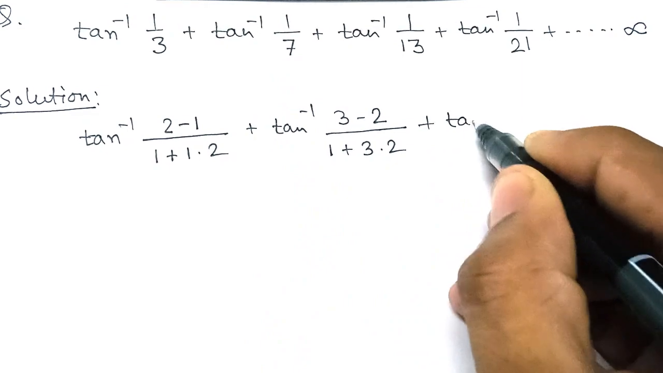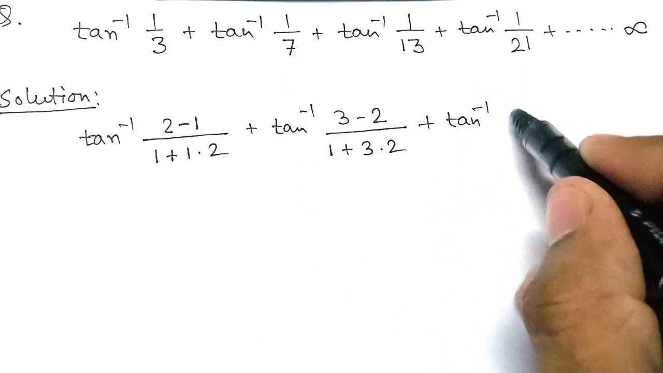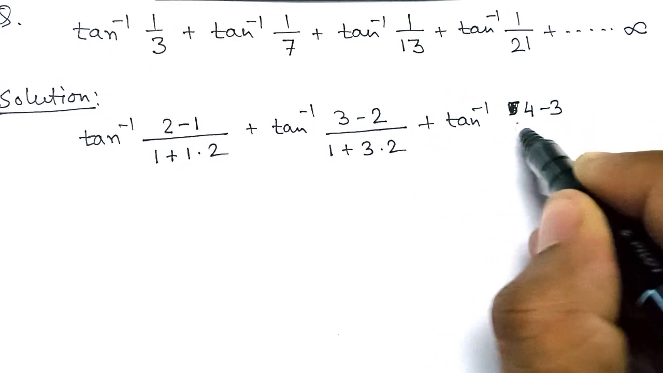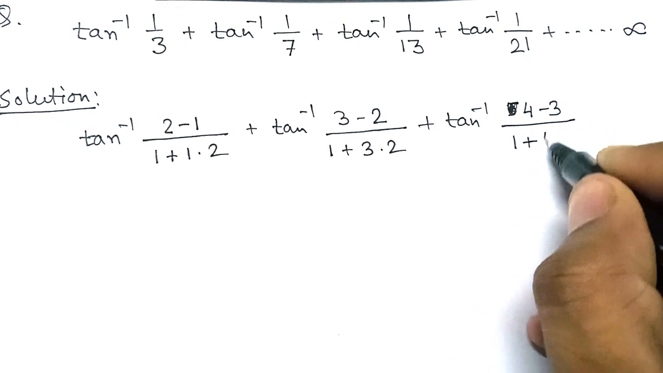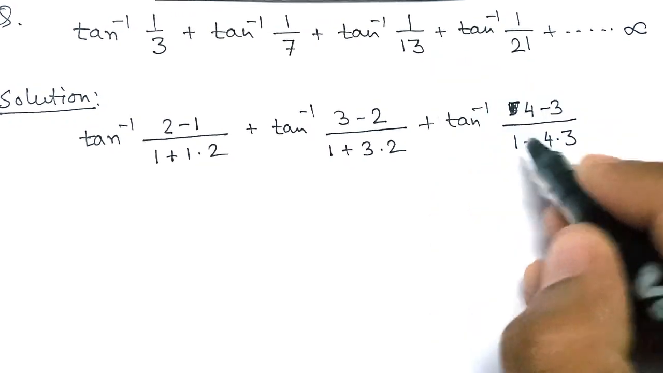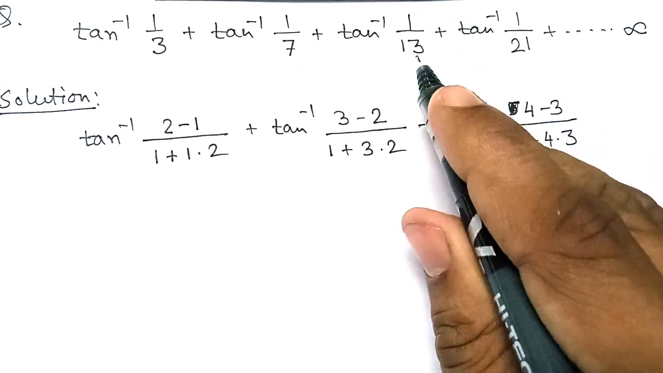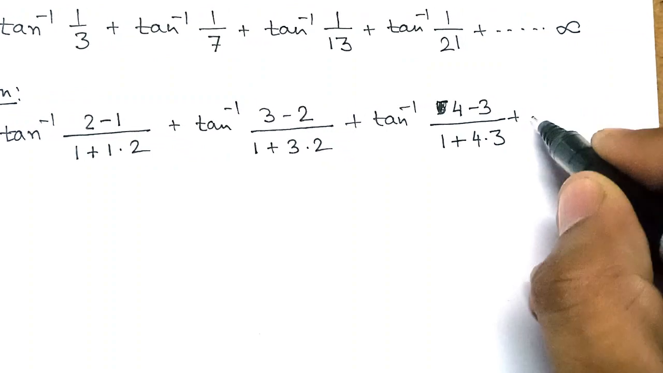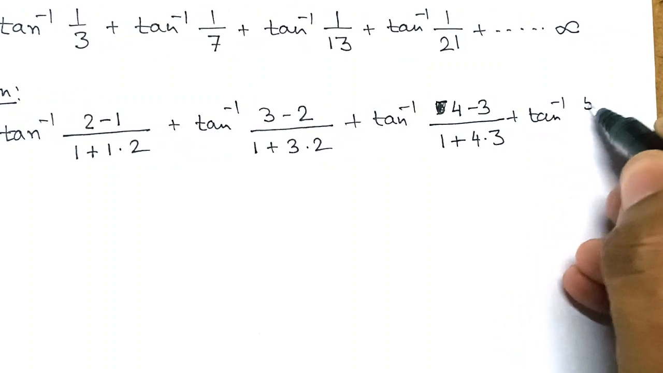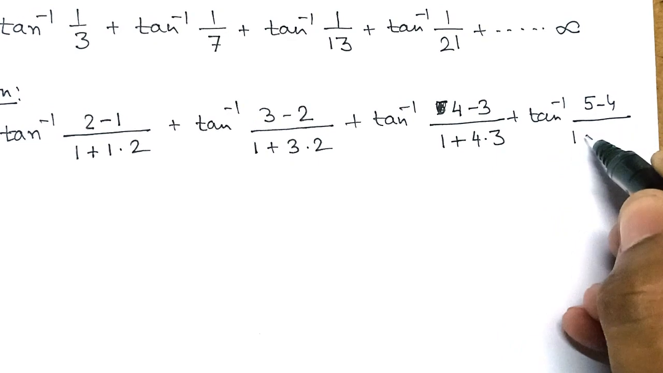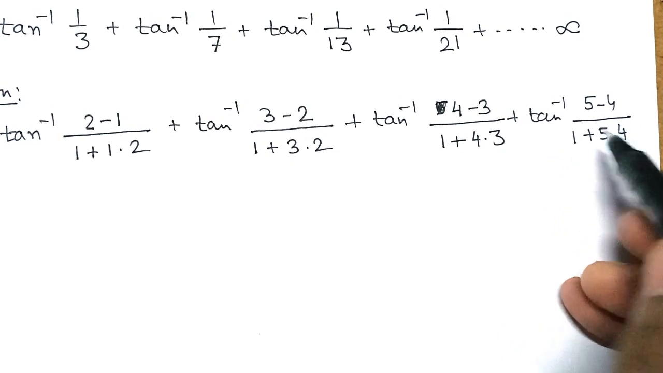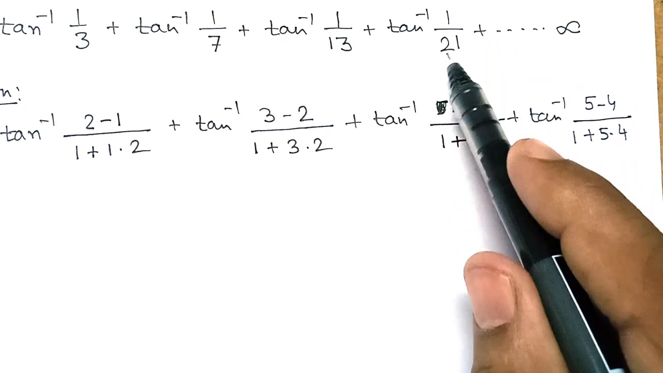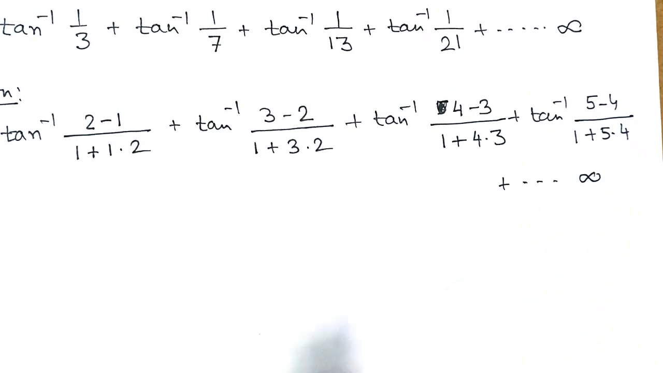Similarly the third term we can write as tan inverse of (4 minus 3) divided by (1 plus 4 into 3). See, 4 minus 3 is 1 and 1 plus 4 into 3 is 12, so 1 plus 12 is 13. Similarly, the fourth term we can write as (5 minus 4) divided by (1 plus 5 into 4). So 5 minus 4 is 1 and 1 plus 5 into 4 is 20, so 1 plus 20 is 21. And it will be continued to infinity.